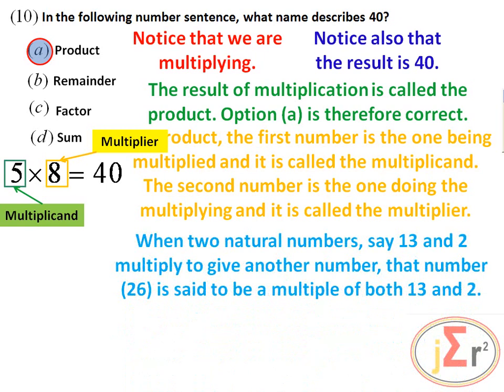When two natural numbers, say 13 and 2, multiply to give another number, that number, which is 26, is said to be a multiple of both 13 and 2. And that was discussed at length in videos A.